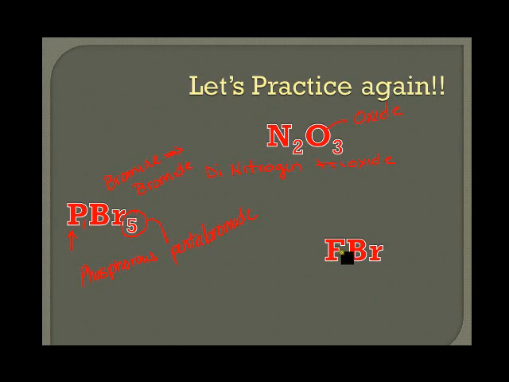FBr. Our first element is fluorine. It's the leading one, so we don't need a prefix. Our second element is bromine. It's going to be bromide again, but in this case, with the 1, our second element needs the prefix mono. So it's fluorine monobromide.